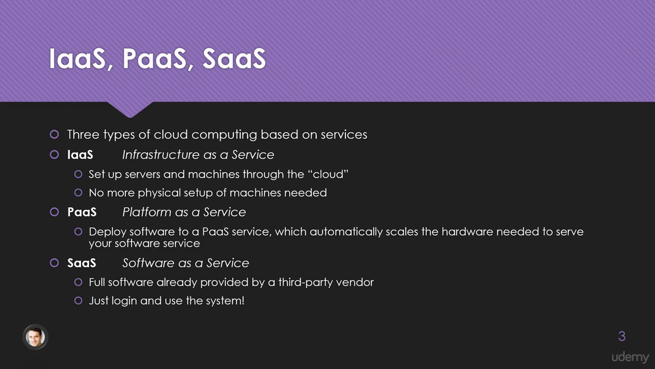Then there is SaaS, which is software as a service. This is where the software is already provided by a third-party vendor. So there's actually a company out there that's built the entire software, and it's put up online and provided through the third-party vendor. You just need to log in and use the system. So you don't have to do anything at all except create user accounts, etc., and actually start to use the system.